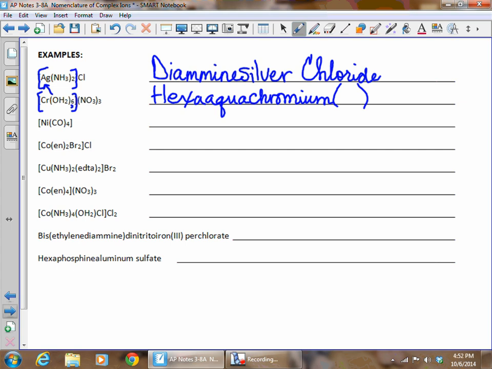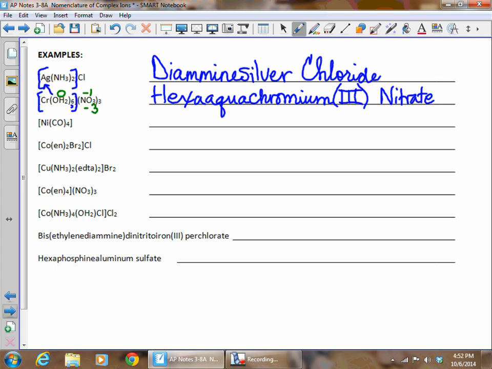Then at the end, we have our good old nitrate outside the coordination sphere. It's named like it always is. Now, we have to be able to find charges, so it's important that we know when we have neutral ligands and when they're charged. Water is a neutral ligand. Nitrate is a -1, but since there are 3 of them, that's a -3 total. So it looks like chromium is going to have to be a +3 in order to balance that out. So hexaaqua chromium(III) nitrate.